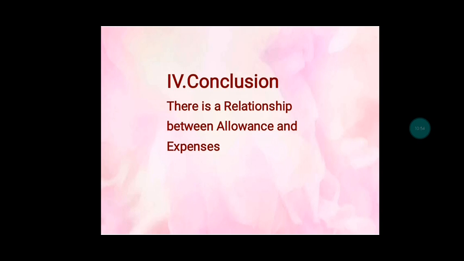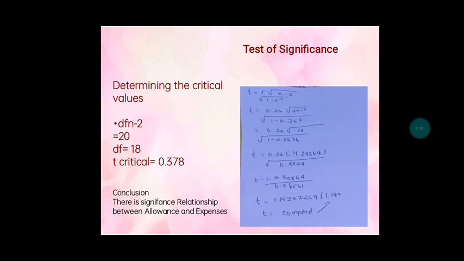Conclusion, there is a relationship between allowance and expenses. Ayan, dito naman sa test of significance, determining the critical values. So, yung DF is n minus 2, n equals 20. So, ito yung respondents, 20. And yung DF is equal to 18. So, paano ba nakuha si 18? 20 minus 2 is equal to 18. Sa 18, yung critical is 0.378. So, conclusion is there is significant relationship between allowance and expenses.